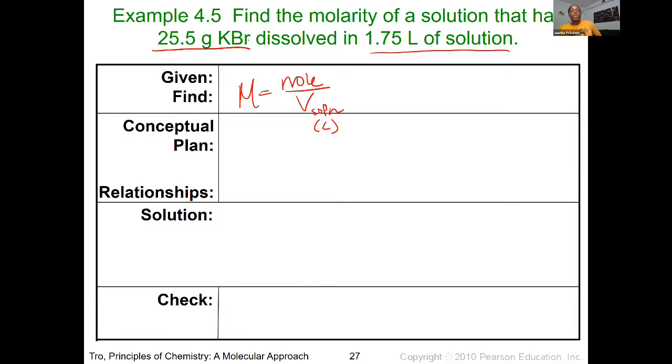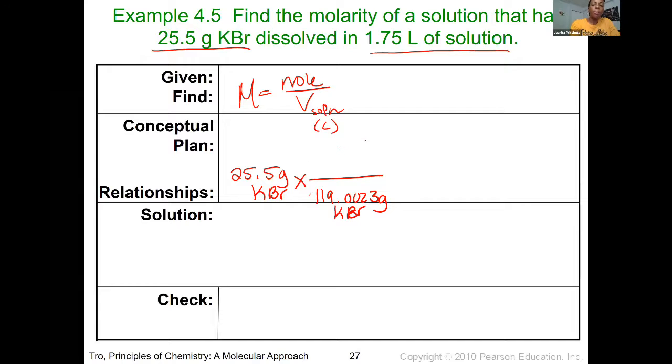But all we know about the solute is the mass of it. And so what we would want to do to solve this problem is to first convert that mass to moles, and then we can plug it into our equation. So if we take our 25.5 grams of KBr, first step is to calculate the molar mass. So that would be 39.0983 plus bromine, which is 79.904. And that would give us 119.0023 grams on the bottom.